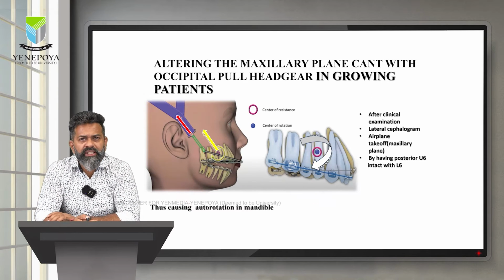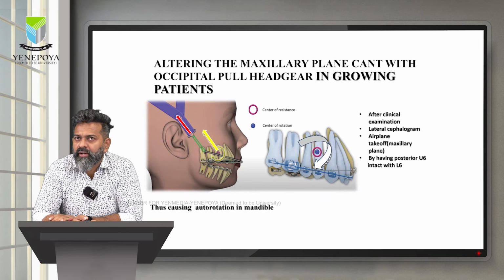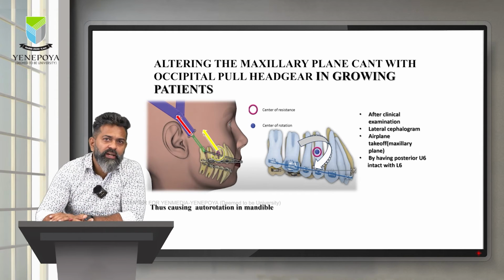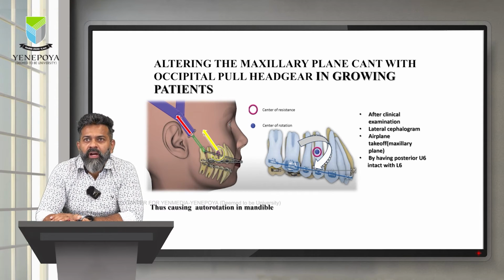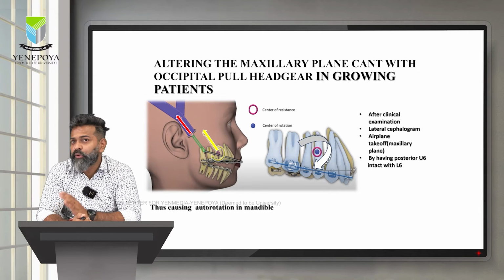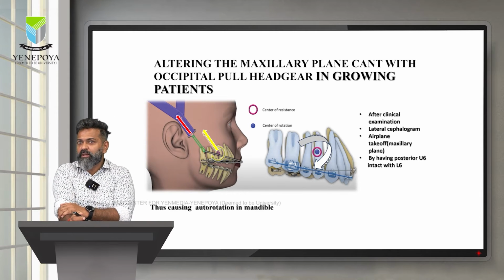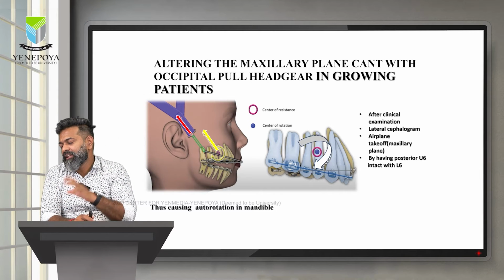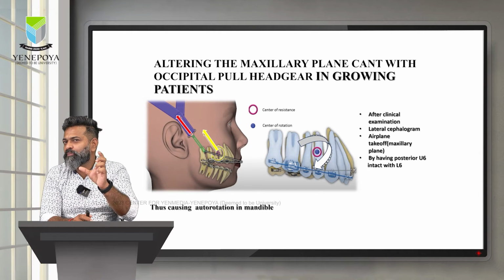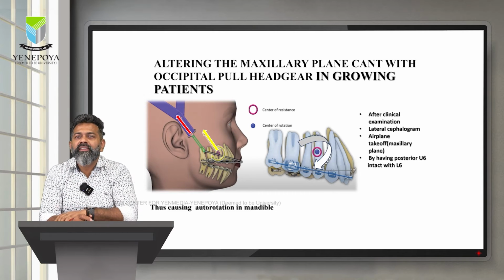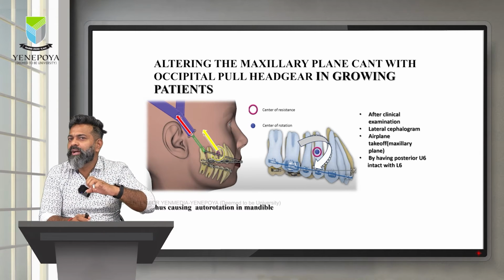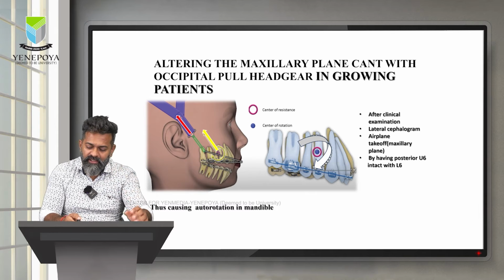So, as I mentioned earlier, what to look for in the radiograph? These are some treatment modalities. Here, altering the maxillary plane cant with occipital headgear in a growing patient, thus causing autorotation of the mandible. After clinical examination in lateral ceph, if you have an aeroplane takeoff mode of the maxillary plane, with the posterior upper molar hinging on the lower molar, pushing the mandible more backward and downward, then if you eliminate this, you may get autorotation.